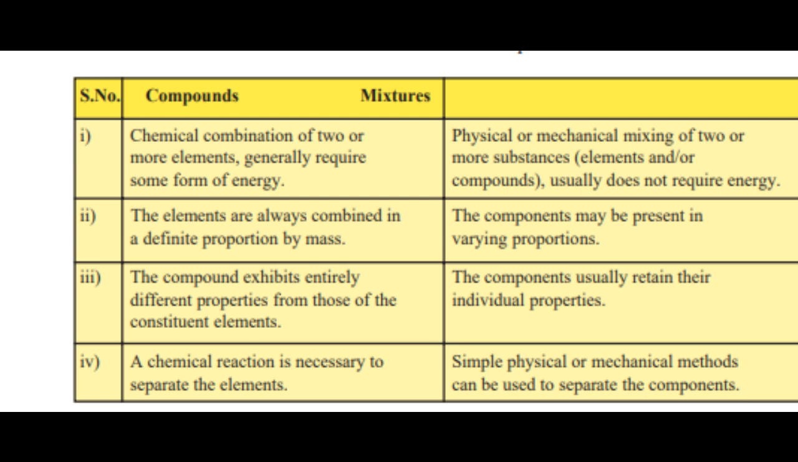3. Displacement. In this reaction, an element displaces one constituent from a compound, setting it free, and itself unites with the other or remaining constituents forming a compound. 2HCl plus zinc arrow zinc chloride plus H2. Hydrochloric acid plus zinc arrow zinc chloride plus hydrogen. Here zinc has displaced hydrogen from HCl, releasing it as hydrogen gas.